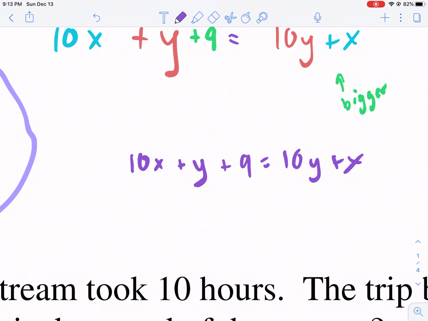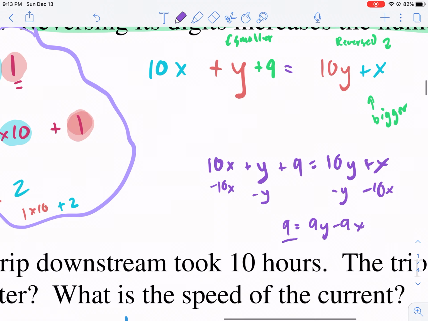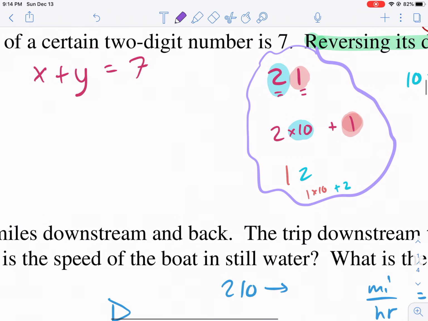Okay, so we can just get the x's and y's on one side now. So we're going to subtract 10x and y from both sides, and we get 9 equals 9y minus 9x. Now, because of all the 9s, I'm just going to divide everything by 9, which you can do as long as you do it to both sides. And I get my second equation of 1 equals y minus x. I'm going to move that guy over here. 1 equals y minus x.